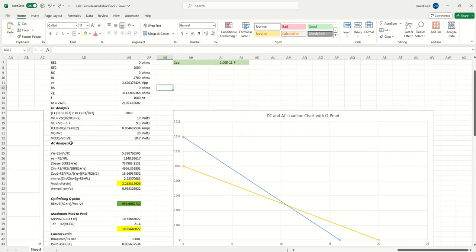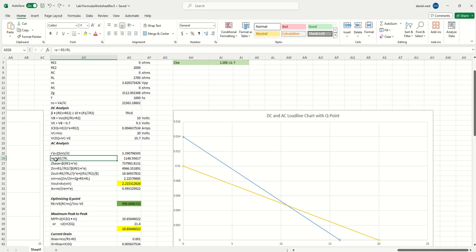So looking at my calculations, we have the load resistor here, and I'm looking at the AC analysis. So R prime E is dependent on the collector current. So that shouldn't change with RL changing.